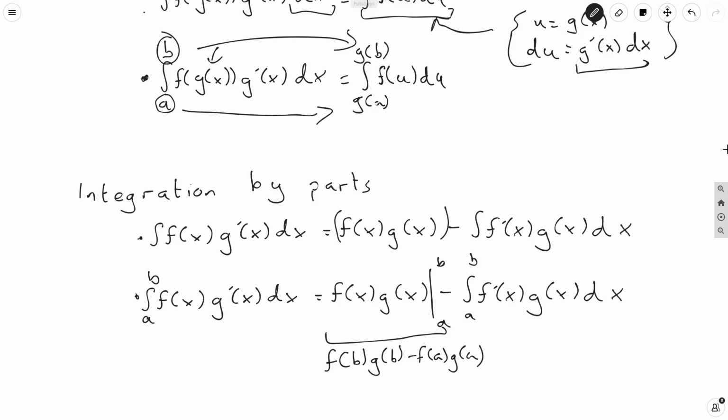So we've moved the derivative from the g to the f, basically, because this term here should be easy to work out. Okay, and the same rule applies for definite integrals, except you just have to be careful with your bounds. This notation means we're evaluating it at b and subtracting off the evaluation at a. And we also need to evaluate the integral on the right-hand side here at a and b as well.